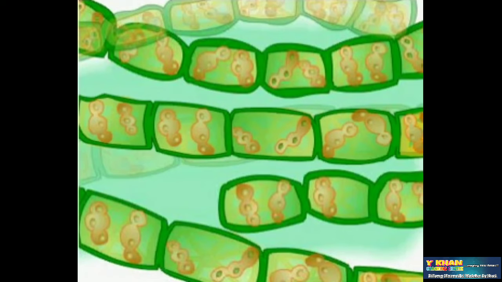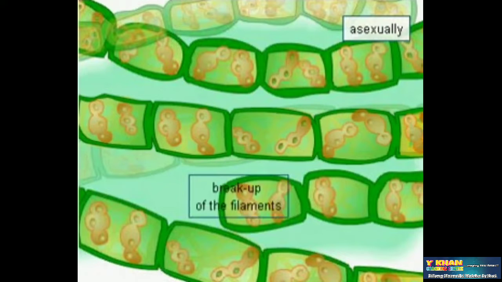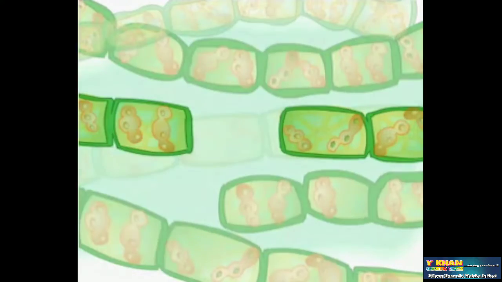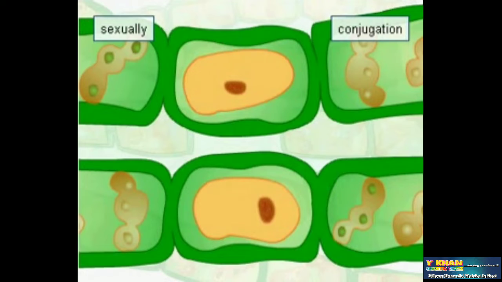The filamentous Spirogyra reproduces asexually, simply by the breakup of its filaments into smaller sections. This is called fragmentation. This is possible because the filaments consist of many identical cells, each capable of living independently.